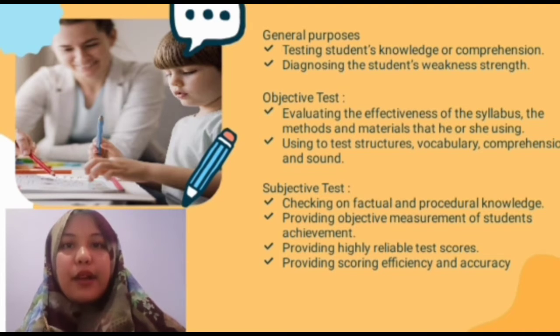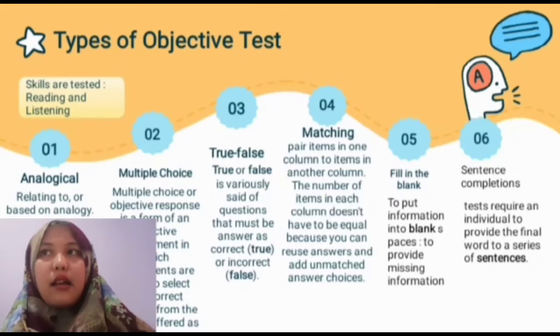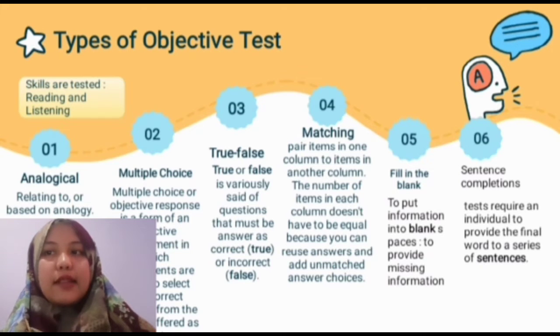Scoring, efficiency and accuracy. Okay, next, types of objective tests. First, analogical. The skills tested in objective tests are reading and listening. Analogical is relating or based on analogy. A reasoning test in which the subject is required to supply the missing term in a relationship of A to B is X to Y. Second, multiple choice or objective response is an objective assessment in which respondents are asked to select only the correct answer from the choices offered as a list.